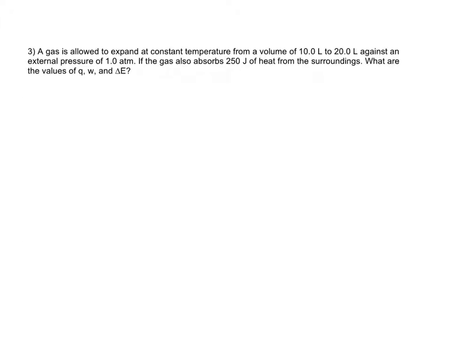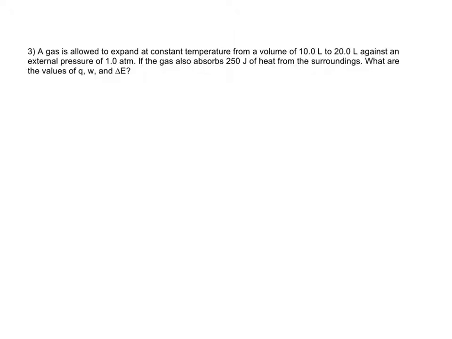Right, and our last problem here is a gas is allowed to expand at constant temperature from a volume of 10 liters to 20 liters against an external pressure of 1 atmosphere. If the gas also absorbs 250 joules of heat from the surroundings, what are the values of Q, W, and delta E? So we can calculate W just the way we have been in the last two problems.